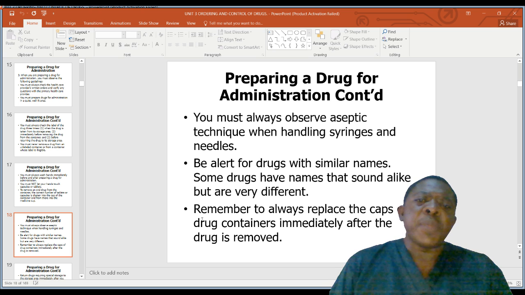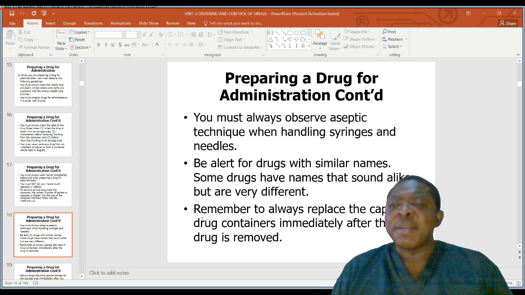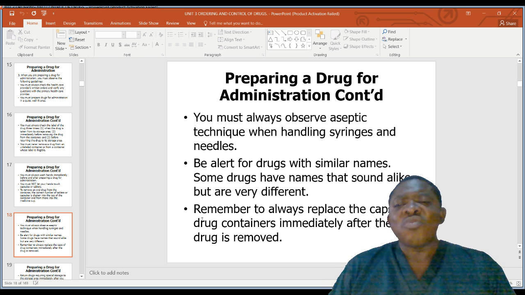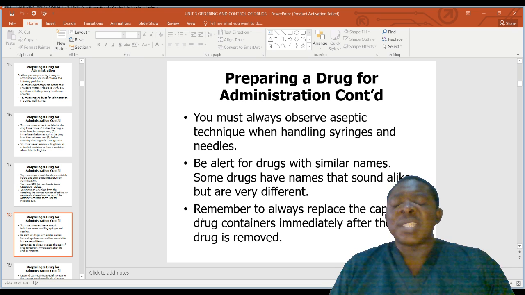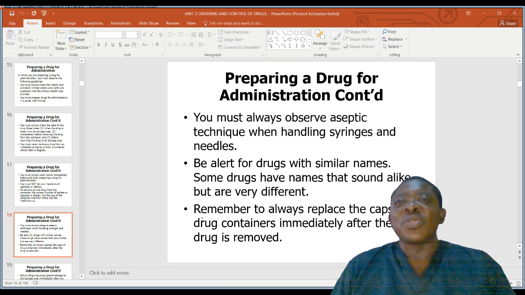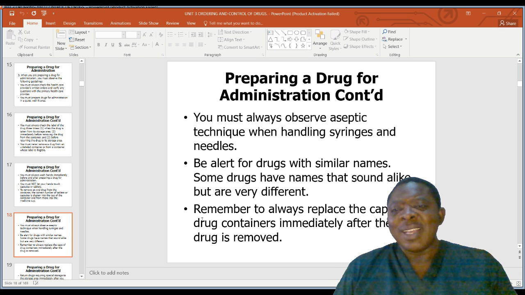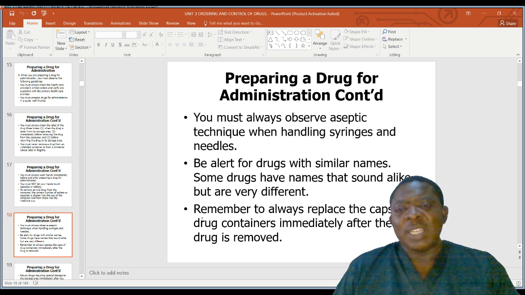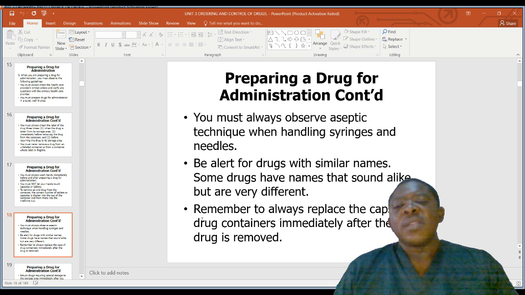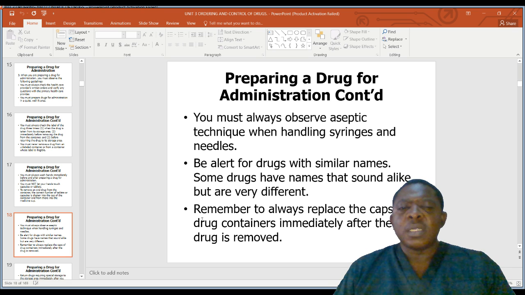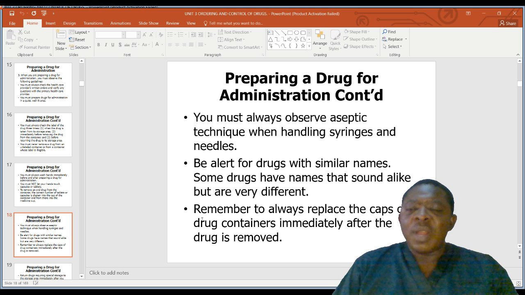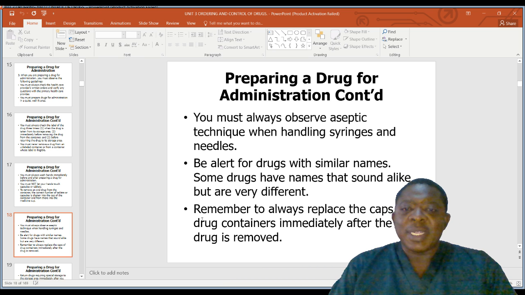So be alert for drugs with similar names. Okay, there are certain drugs that have similar names, which might lead you to a wrong conclusion. So you read everything. Okay, they might have similar starts but different endings, and the like. So don't just presume. Read everything. That way you'll be clear on the drug that you're taking. Some drugs have names that sound alike but are very different.